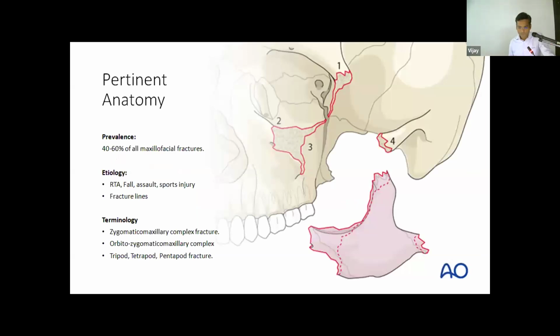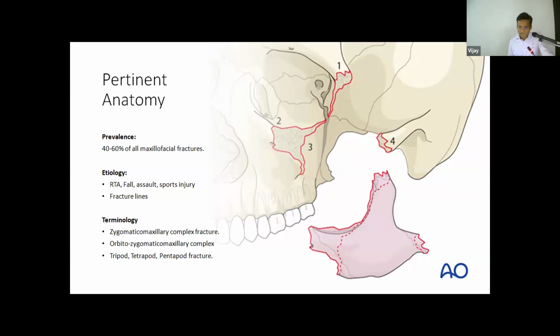So the zygomatic bone along with the zygomatic arch form an important component of the lateral midface. And because of its prominent position, this is the most common bone to get fractured after the nasal bone and constitutes around 40 to 60% of all maxillofacial fractures. The most common etiology is road traffic accident followed by fall, assault, and sports injuries.